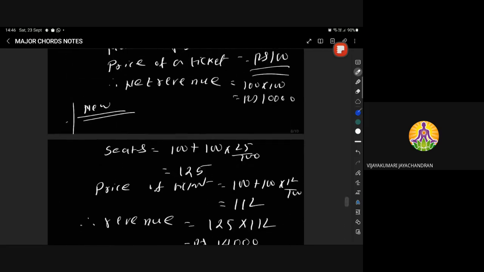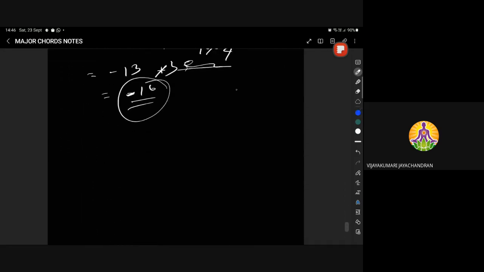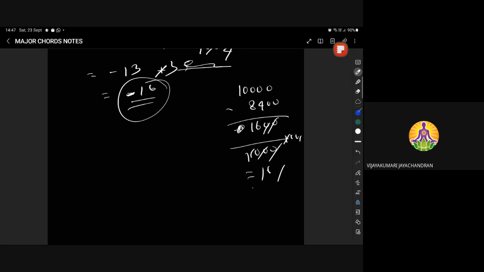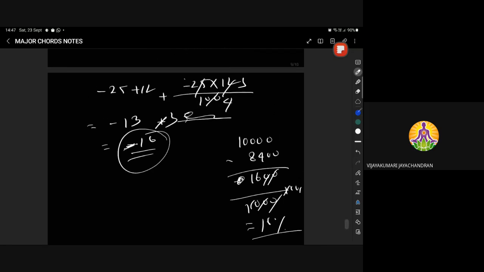So in this long process also, previously it was 10,000, now it is giving you 8,400. So if you take the net, it will give you 1,600 less out of 10,000 into 100%. So 16% loss, 16% reduction. And here also it will give you minus 16%. So minus 16 is the net change. So minus 16% reduction in the revenue if you reduce the number of seats and increase the ticket price by 12%.